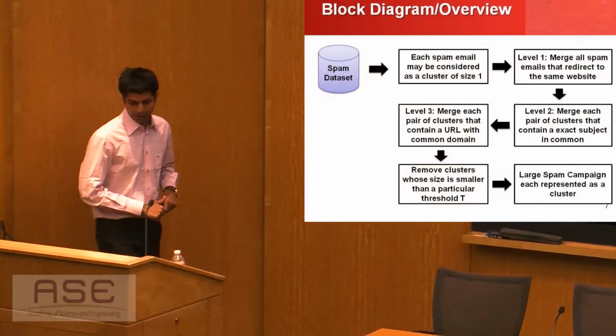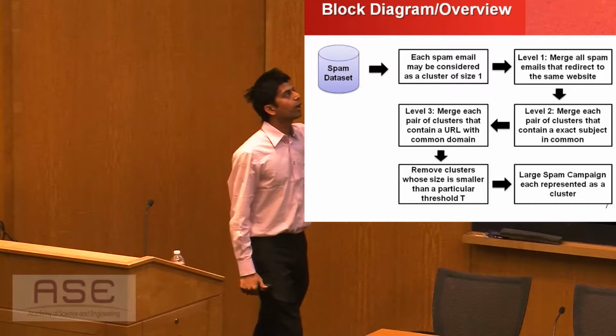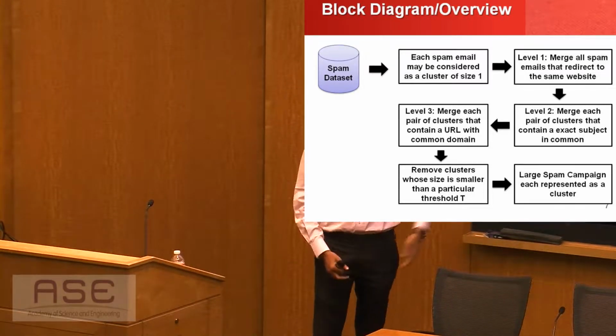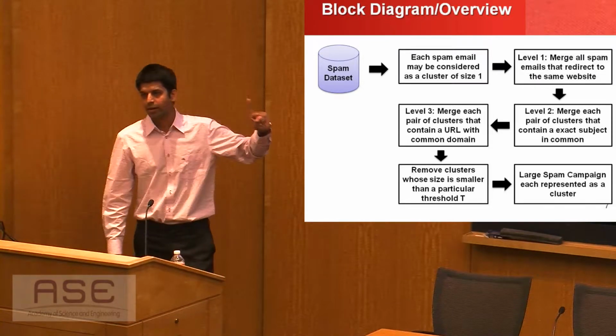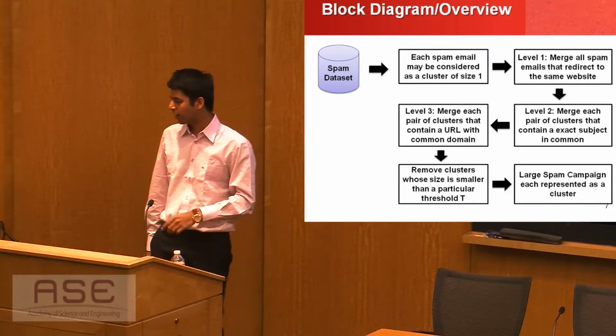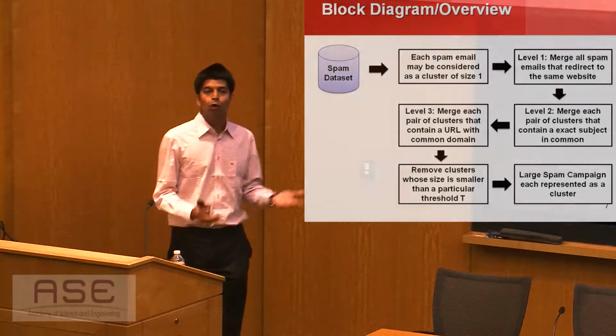If you look at the block diagram, at the very beginning we have the spam emails data set. Then we treat every spam email as a singleton cluster, which has one single spam email. Then we process their given URL, and based on this given URL we get the redirected URL. In level 1, for example, if we have thousands of emails pointing to one redirected URL, they go to one cluster. Similarly, based on the redirected URL, we form the clusters in level 1.